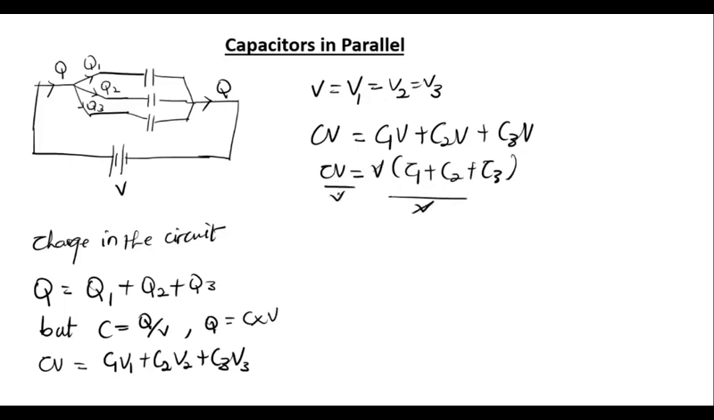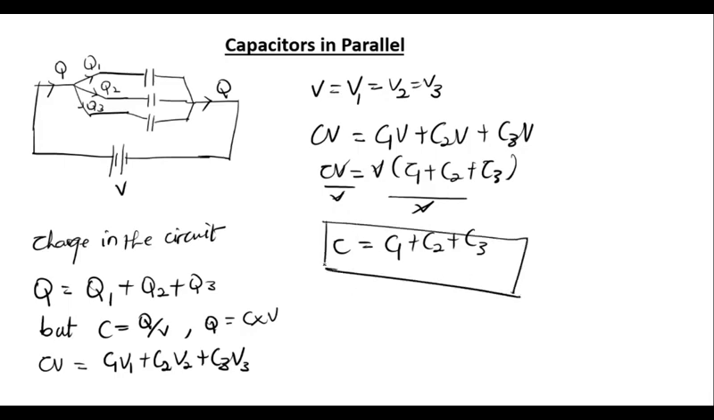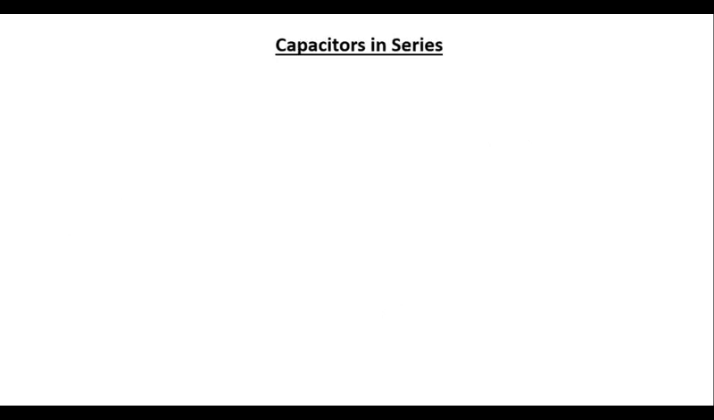then we get our capacitance to be equal to what? The sum of the individual capacitance of the capacitor in the circuit. So when we have capacitors in parallel and we want to get the overall capacitance of the capacitors in the circuit and they are connected in parallel, we just add the individual capacitance to get the overall total capacitance of the network. Now let's have a look at capacitors in series.